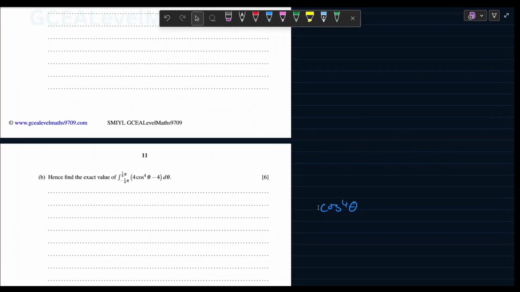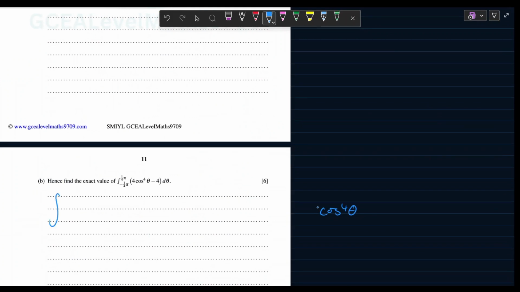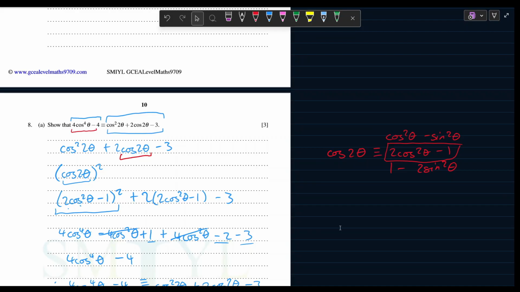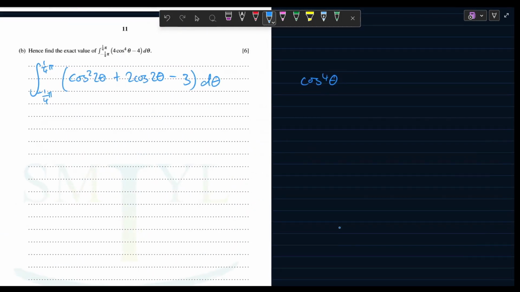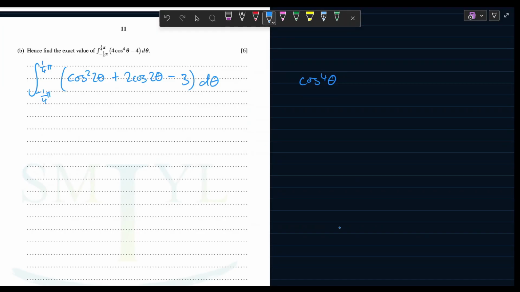So we're going to rewrite this as the integral from negative a quarter pi to a quarter pi of, that is, cos squared 2 theta plus 2 cos 2 theta minus 3 with respect to theta. So 2 cos 2 theta, we know how to integrate that. Negative 3, we know how to integrate that. The only problem is our cos squared 2 theta here. To integrate cos squared 2 theta, we can use an identity.